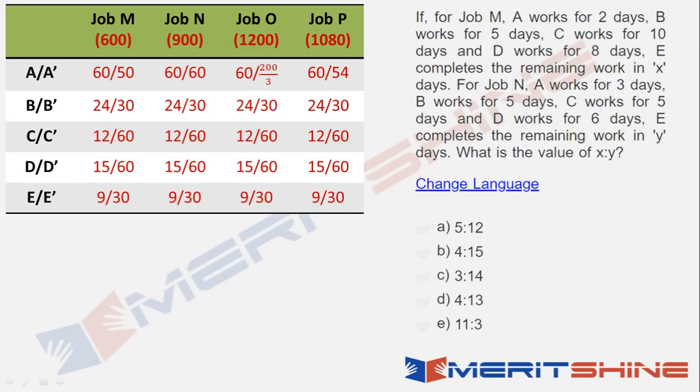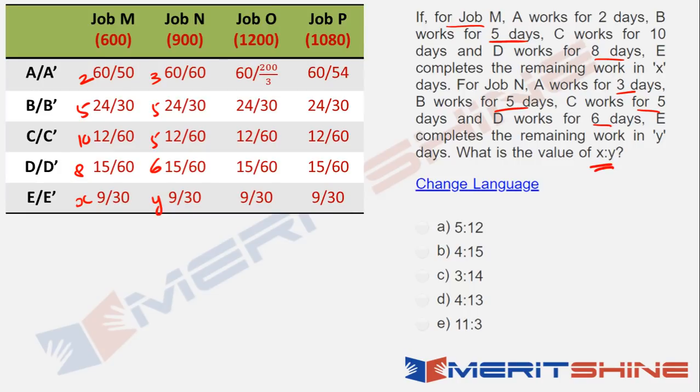This is the table and this is your question. Read it. Let's discuss it. It says job M, A works for 2 days. So the numbers are given here. 2 days, 5 days. This is 10 days. That's how it's given. This is 8 days. And it says this is X days here. Likewise for job N, it's given for all these guys 3, 5, 5 and 6. And this guy then does for Y days. You have to calculate the value of X is to Y.